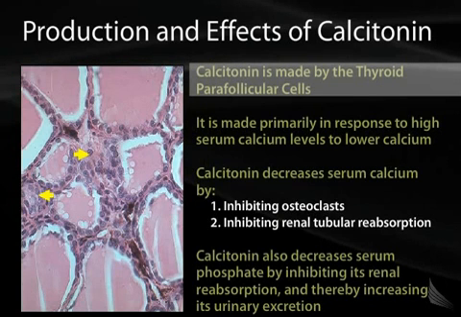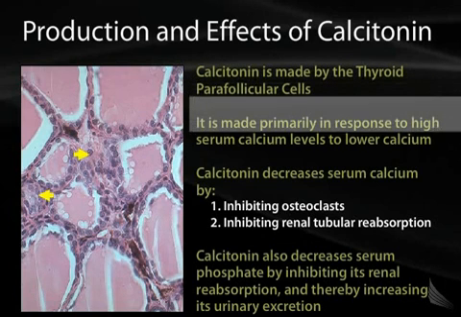Finally, the third hormone that is involved in the regulation of calcium metabolism is calcitonin. So calcitonin is in fact made in the thyroid, but it's made by the thyroid parafollicular cells. Just to put this in perspective, thyroid hormone is made by the follicular cells. Calcitonin is made by the parafollicular cells.